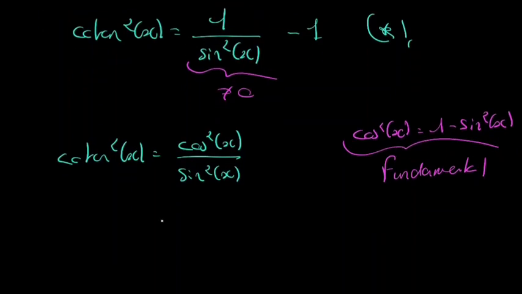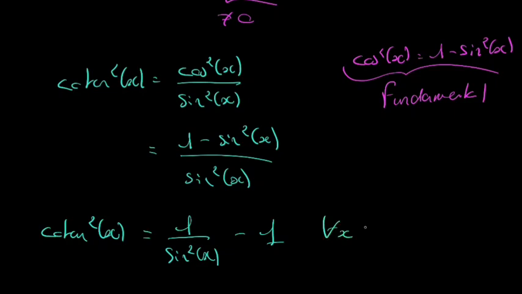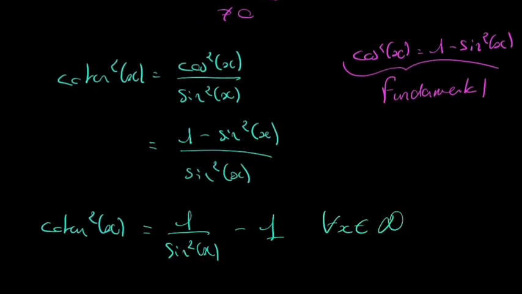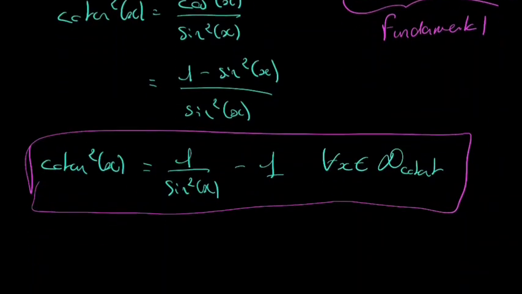Let's apply this to our equation. We've got cotangent squared of x, which is equal to 1 minus sinus squared of x over sinus squared of x. With a little bit of simplification, we've got cotangent squared of x equal to 1 over sine squared of x, minus 1, for all x, of course, in the domain of cotangent. And we have solved our second question. And with that, we've solved the whole exercise.